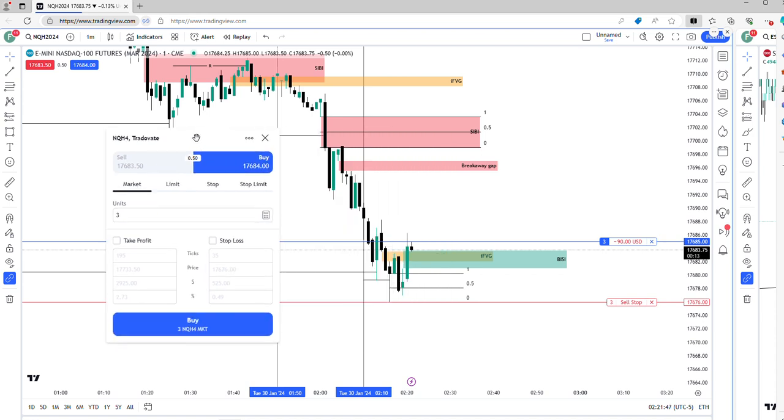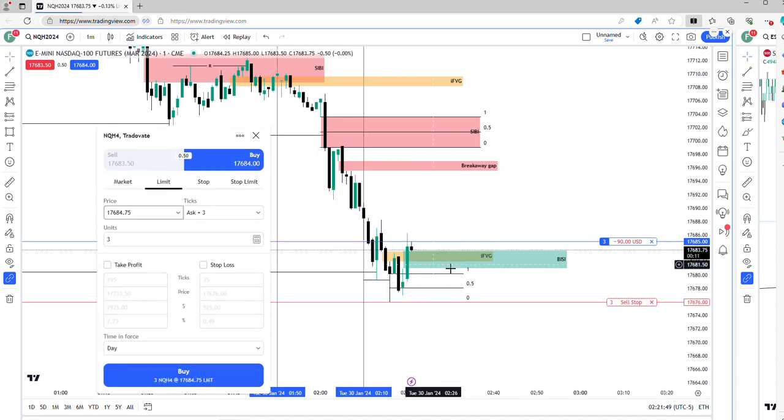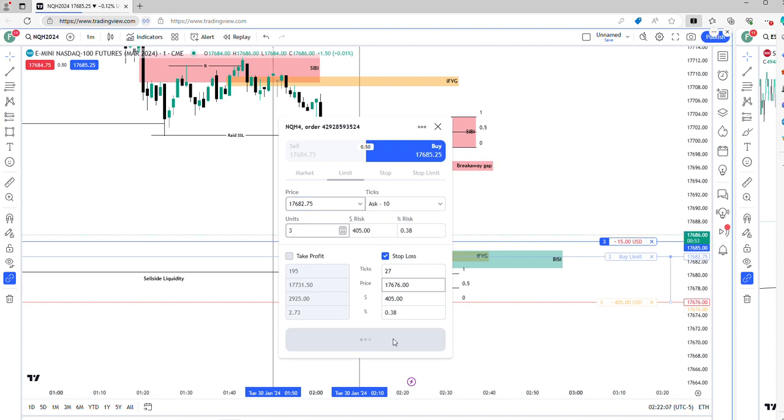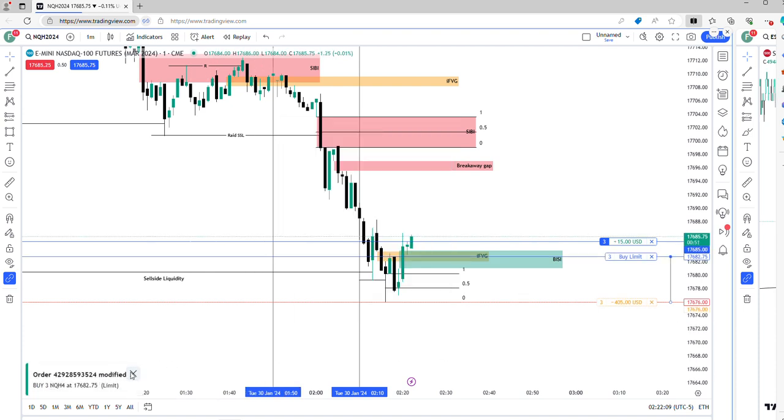So if we just set a limit order potentially, 17682, with a stop loss at 17676. So we'll set a limit order there, see if we get tagged in. We'll do it at the start of the fair value gap, just like this. So that's the start of the busy. And then our stop loss again is going to be below here.